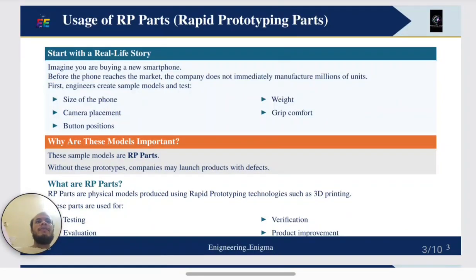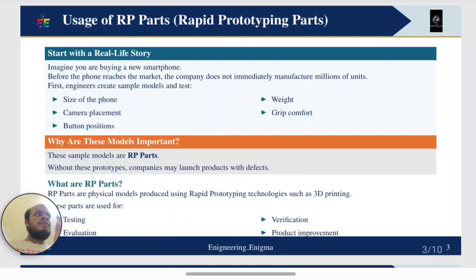So let us understand with a simple example. Imagine that Apple or Samsung is planning to launch a new mobile phone into the market. What do they do first? They create a prototype. They will be verifying the size of the phone, camera placement, positions, weight of the phone, grip comfort. Why is this required? They need to check all those things before launching thousands of mobiles into the market.